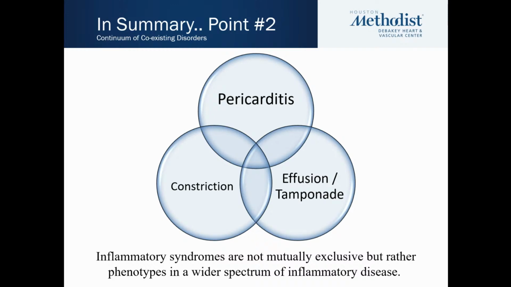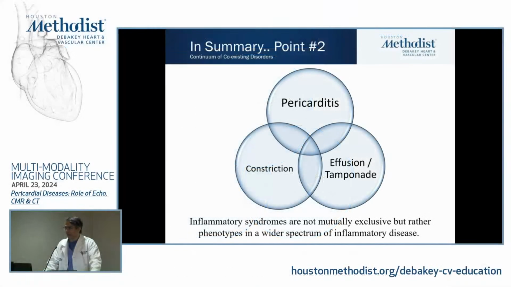Point number 2, whenever you have cases with pericarditis, you have to be looking for other things and evaluating other things. These are a spectrum of disorders. Some of these patients will present with constrictive physiology. Some of these patients will present with effusions and tamponade physiology. So it's very important that when you're looking at these studies, we're aware of these 3 different entities and that we should be evaluating our patients for all of this.